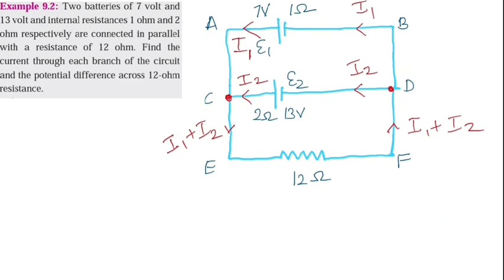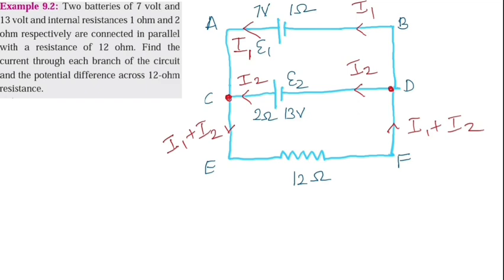So what the question wants to say is that there are two batteries, 7 volt and 13 volt. The internal resistance of the 7 volt battery is 1 ohm, the internal resistance of the 13 volt battery is 2 ohms, which are connected in parallel, and which are again connected in parallel with a resistor of 12 ohms. So you have to find the current flowing through each branch. That is the current flowing in AB, current flowing in CD and current flowing in EF.